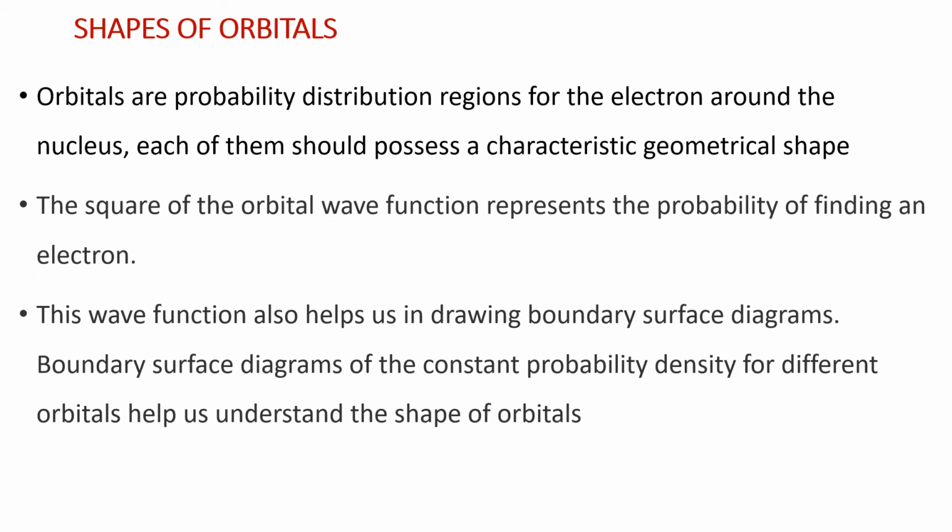Orbitals are probability distribution regions for the electron around the nucleus. Each of them should possess a characteristic geometrical shape. The square of the orbital wave function represents the probability of finding an electron. This wave function also helps us in drawing boundary surface diagrams. Boundary surface diagrams of the constant probability density for different orbitals help us understand the shape of orbitals.